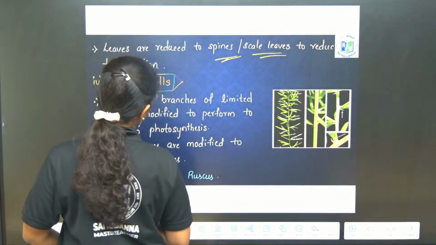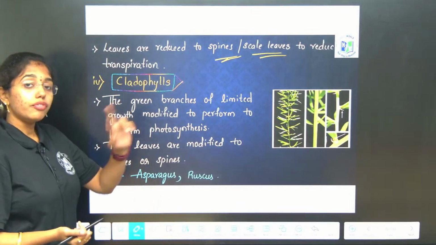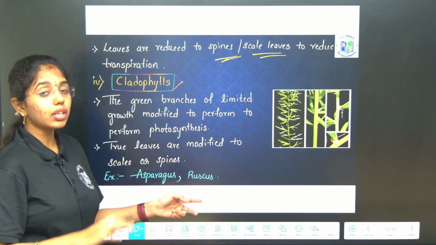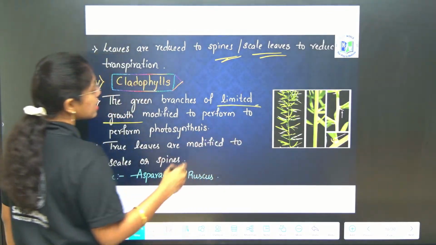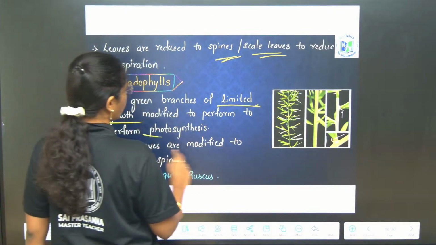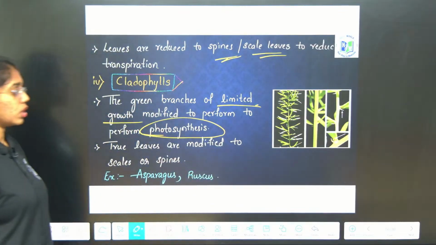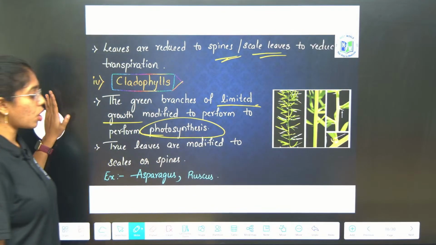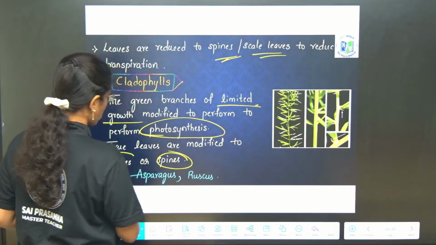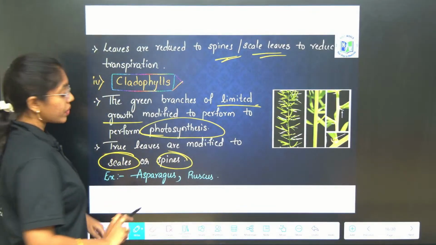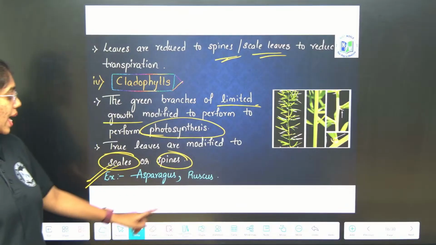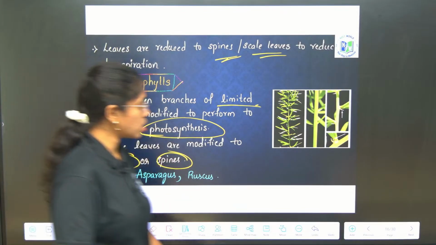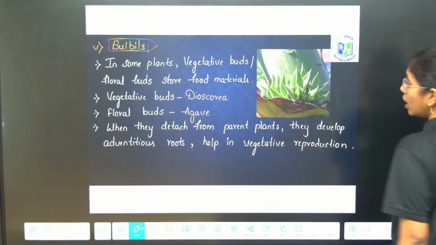Next, cladophylls. Cladophylls are the green branches of limited growth. Phylloclades have unlimited growth. Cladophylls, these are the green branches of what? Limited growth. These are modified again to perform what? Photosynthesis. Here in this region also leaves are modified to scales or spines. Examples for cladophylls include what? Asparagus and ruscus.